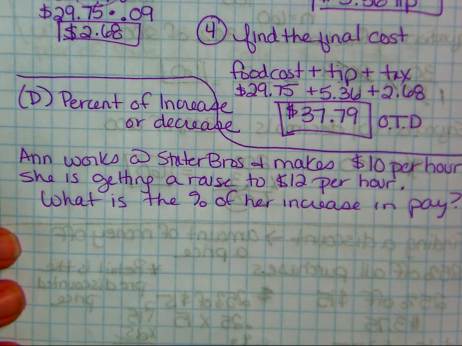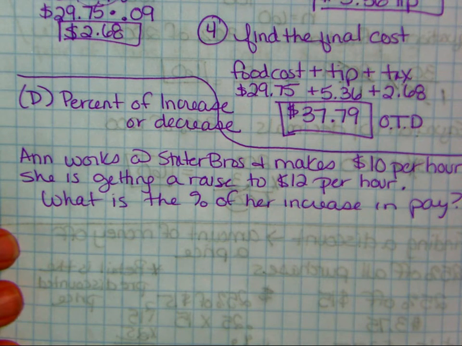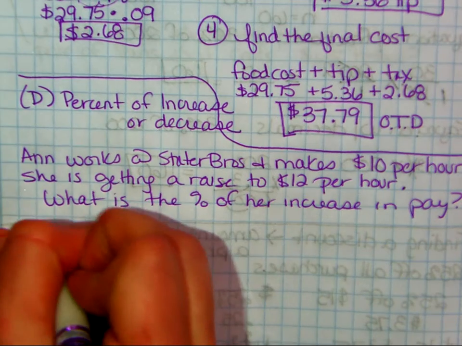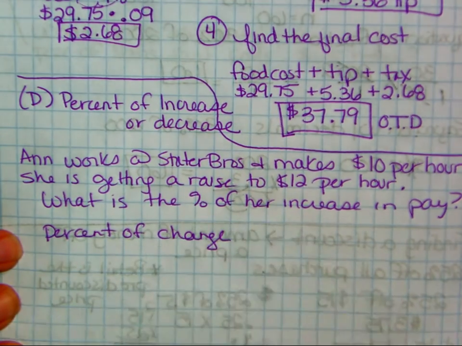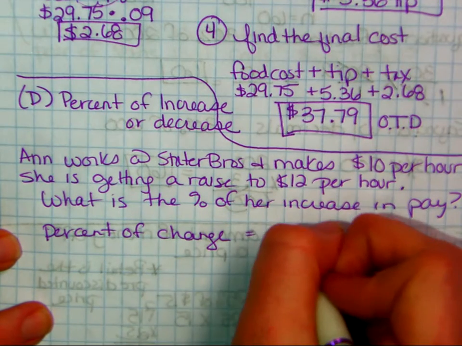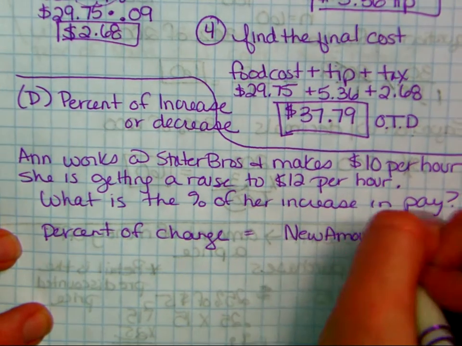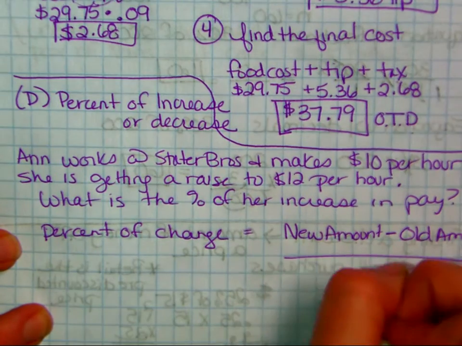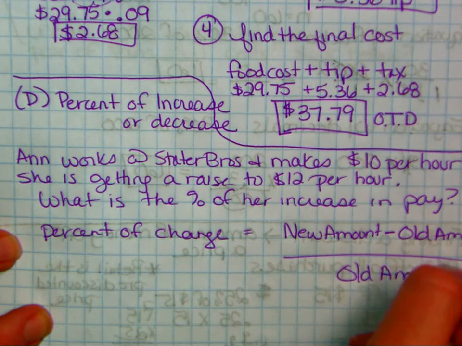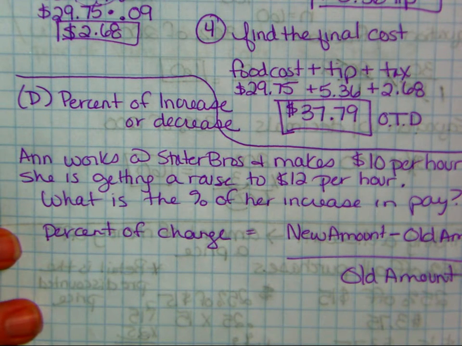So what is the increase? She's made 10, now she's making 12. She's going up in payment, right? So you're going to use a formula. Here is your formula for percent of change. It equals the new amount minus the old amount over the old amount. It's like a fraction. Seems confusing, but let's try plugging it in.